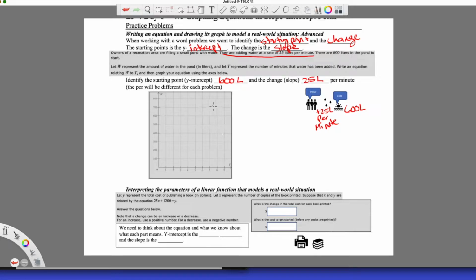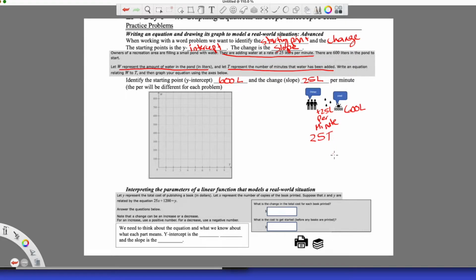So the other thing that these ones always ask us to do is use, instead of X and Y, letters that represent the kind of situation a little better. So W to represent the amount of water in the pond. That's going to be our total. So instead of having Y, we have W, and we can even see that right here on the graph, W. So this is our amount of water. And we're going to let T represent the number of minutes that water has been added. So T is going to represent the number of minutes, and we can see T down here. So per minute, I'm going to have 25. Instead of saying per minute, I'm going to say 25 times T, which is just 25T.